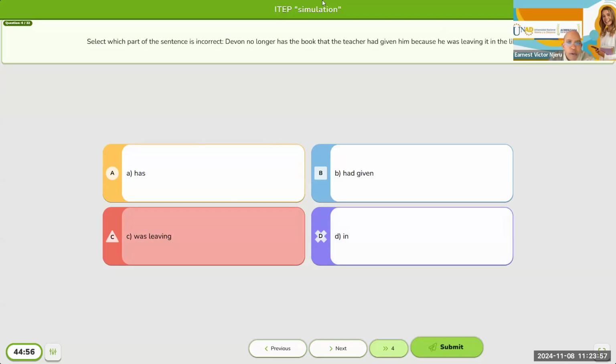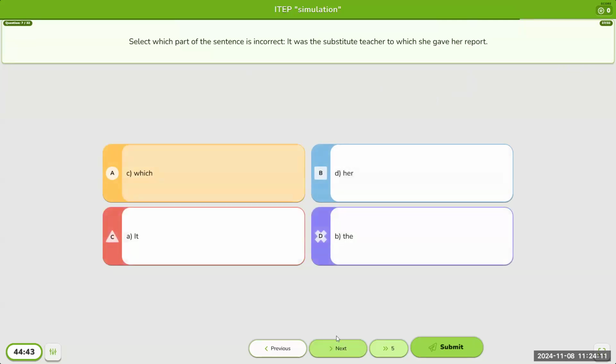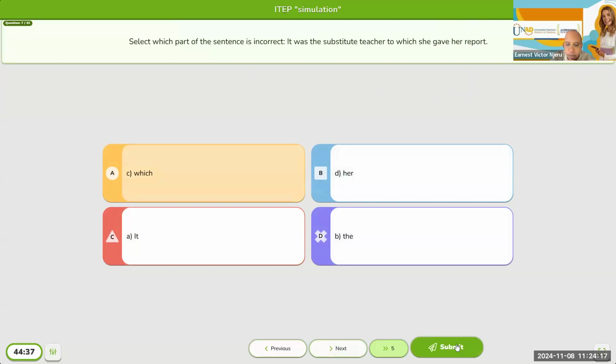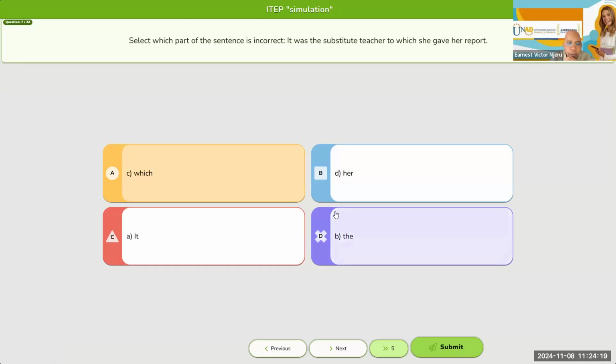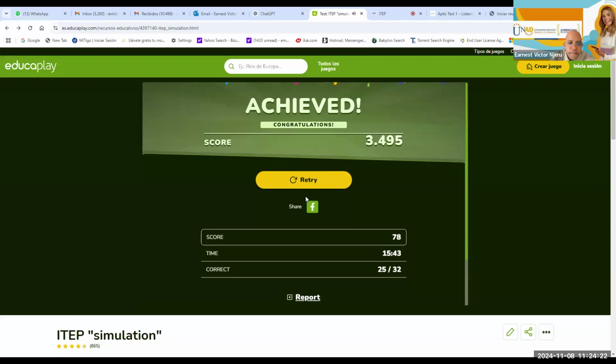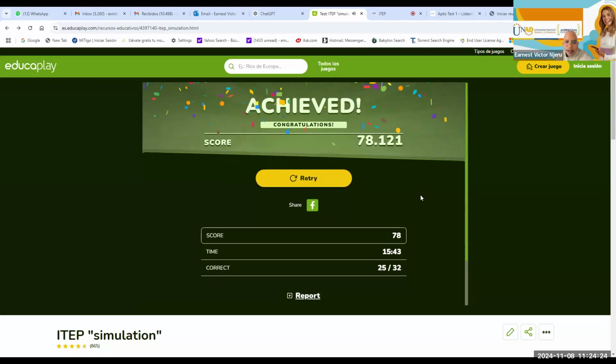So what is the answer here? What did we say was the incorrect? He was leaving it in the library. He was leaving. No, it's taking us back, guys. We are going to submit it the way it is. 27 out of 32. Let's submit it. No problem. Maybe of those that we did not answer, it was taking us back.